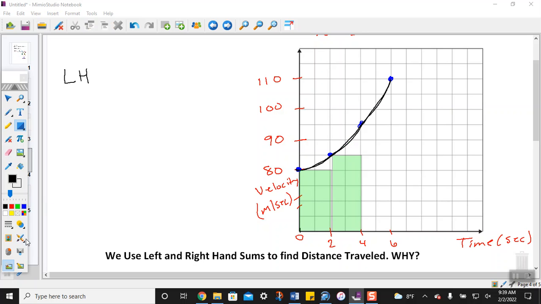How many total boxes am I gonna end up making here for left-hand sum? Three of them. We're going from time what to what? 0 to 6. That's working. So you wouldn't need one touching each point. You just need one touching. Gotta make sure you cover your whole interval here.